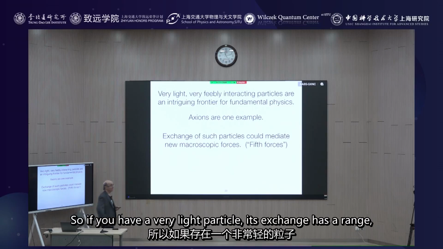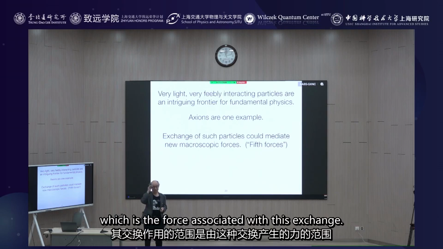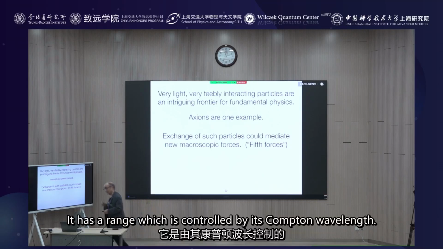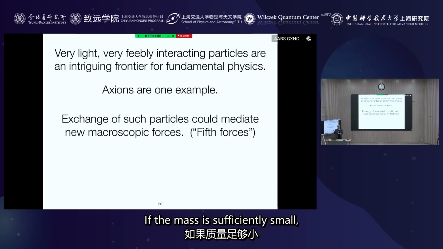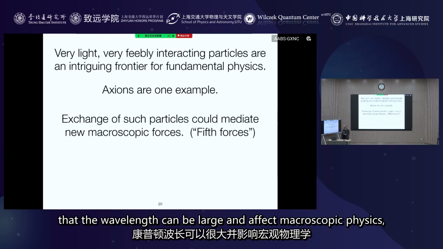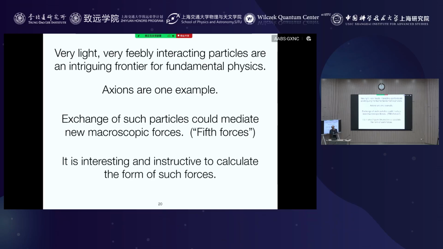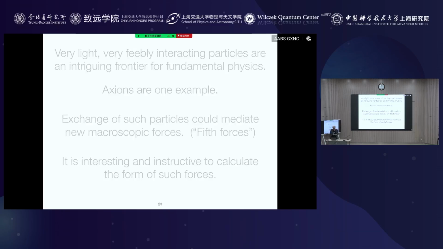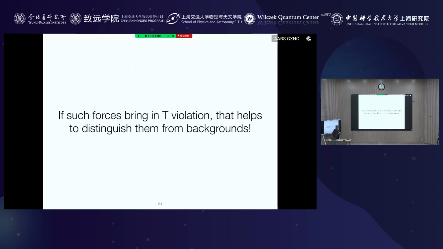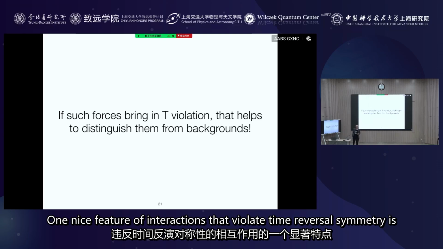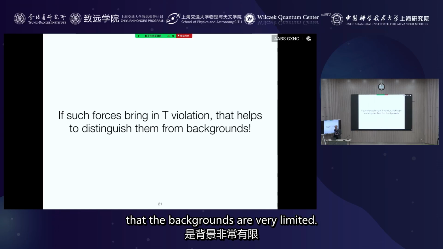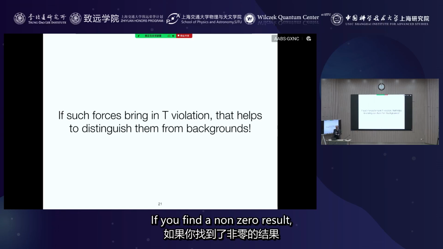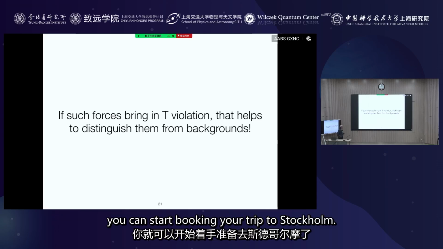So if you have a very light particle, the force associated with its exchange has a range which is controlled by its Compton wavelength. And if the mass is sufficiently small, the wavelength can be large and affect macroscopic physics. So it's very interesting and instructive to calculate this sort of thing. One nice feature of interactions that violate time reversal symmetry is that the backgrounds are very limited. So if you find a non-zero result, you can start booking your trip to Stockholm.